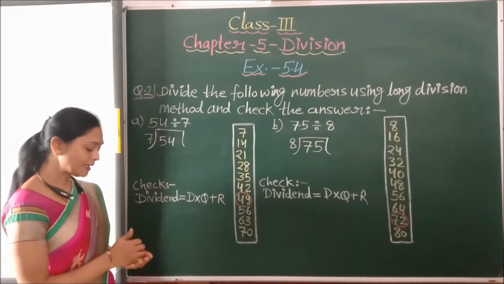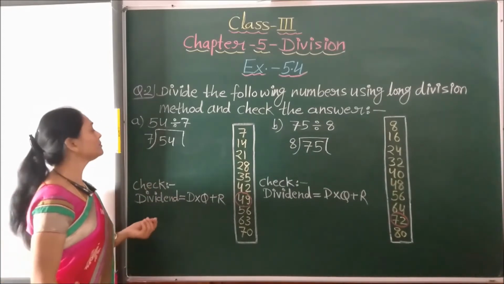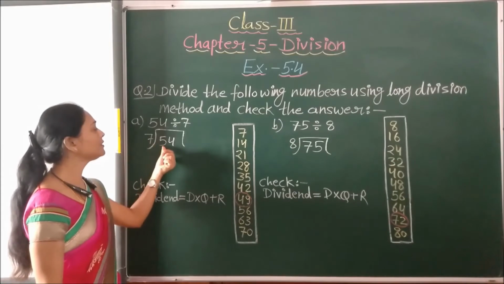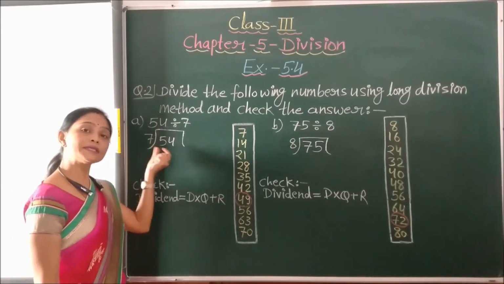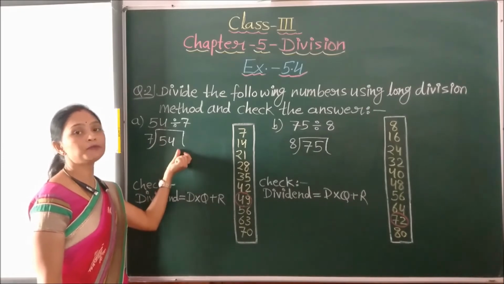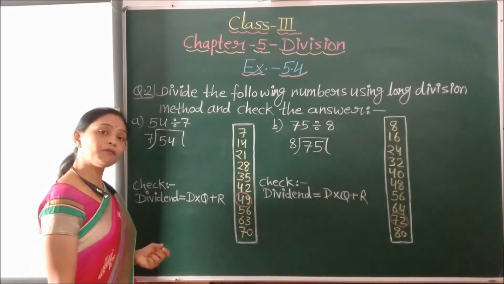So first we will divide as we divided in question number 1. This 7's table we have to read how many times? We have to read the 7's table till we are getting 54 or less than 54.